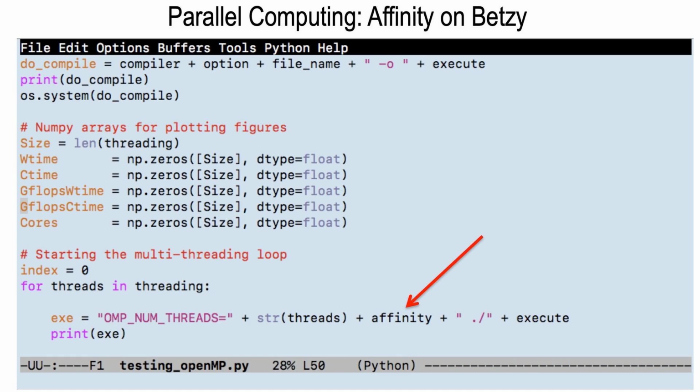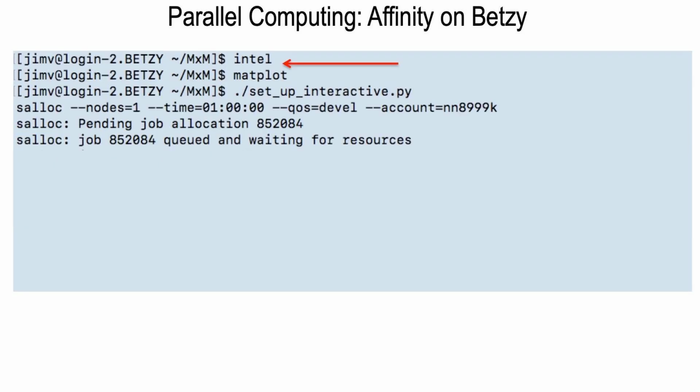We need to specify the OpenMP affinity setting in the execution command, along with the desired number of threads to use. We simplify our workflow by using the Intel alias to access the latest Intel Fortran compiler and matplot for the newest versions of matplotlib and NumPy modules.